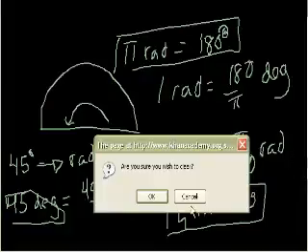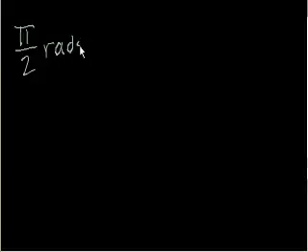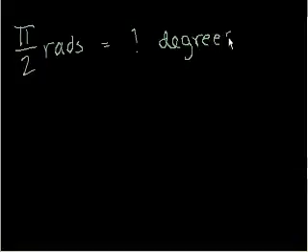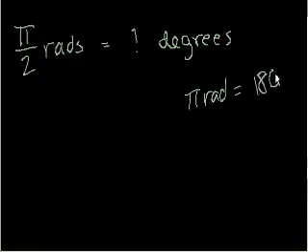Let's do another one. So if I were to say pi over 2 radians equals how many degrees? Well, I already forgot what I had just written, so I just remind myself that pi radians is equal to 180 degrees. So pi radians equal 180 degrees.